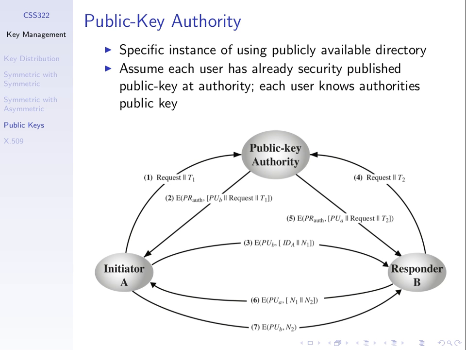Let's say we now have 1,000 users. There are 500,000 pairs of users, about. That is, over some time, there may be 500,000 requests, or times 2, a million requests coming to the authority every time they want a public key of someone else. It can overload the authority.